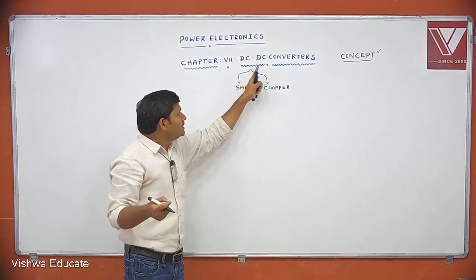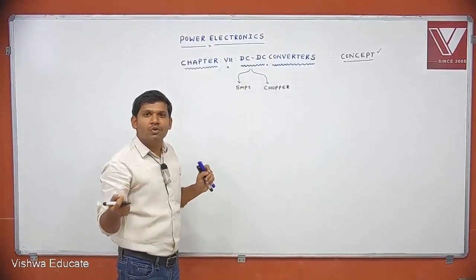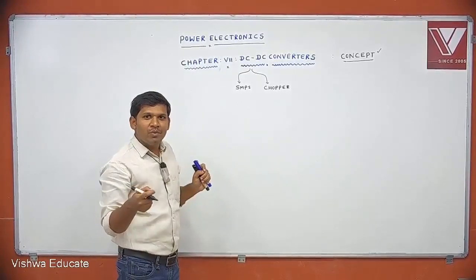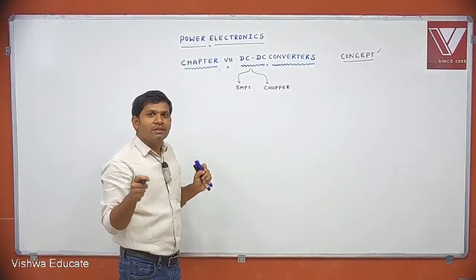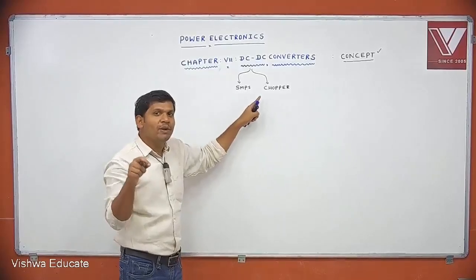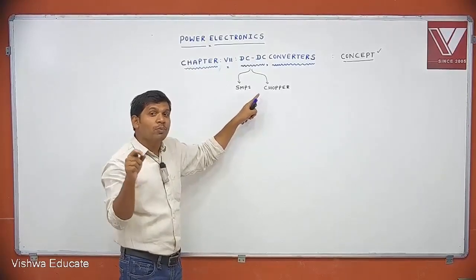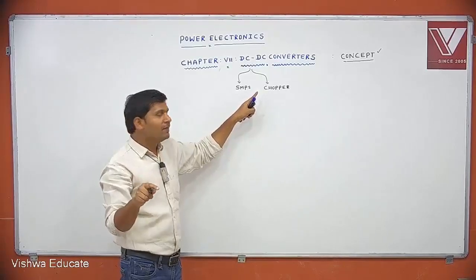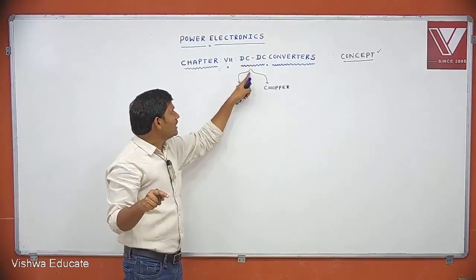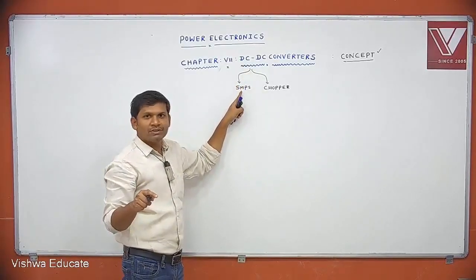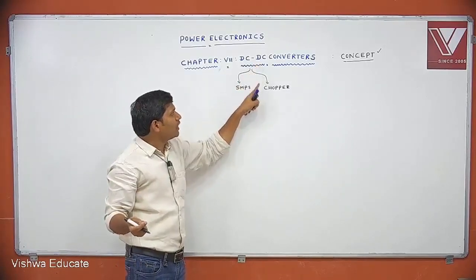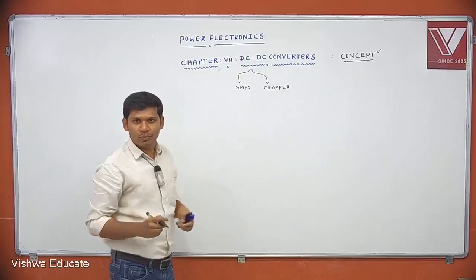Similarly, DC to DC converters are also used to control the DC motor. With respect to a DC motor, we say chopper fed DC motor, not SMPS fed DC motor. That means if the DC to DC converters are used for low power application, then it is called SMPS. If they are used for high power application, then it is called chopper.